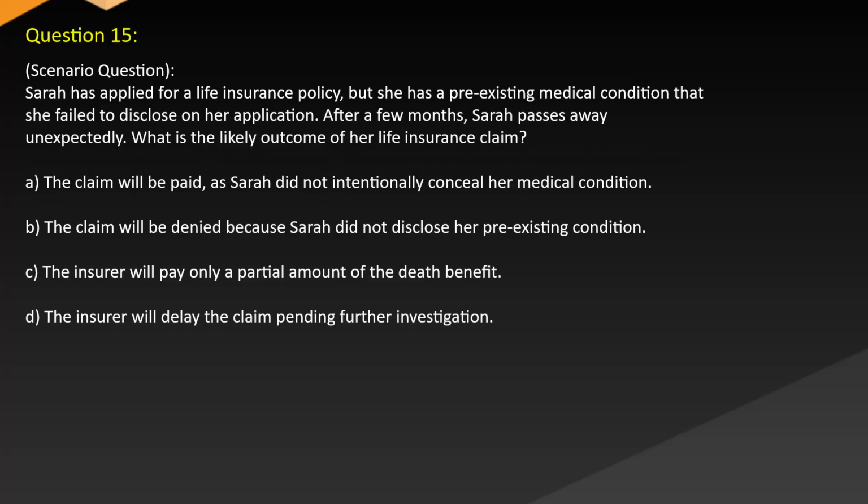Question 15. Scenario question. Sarah has applied for a life insurance policy, but she has a pre-existing medical condition that she failed to disclose on her application. After a few months, Sarah passes away unexpectedly. What is the likely outcome of her life insurance claim? A. The claim will be paid, as Sarah did not intentionally conceal her medical condition. B. The claim will be denied because Sarah did not disclose her pre-existing condition. C. The insurer will pay only the partial amount of the death benefit. D. The insurer will delay the claim pending further investigation.